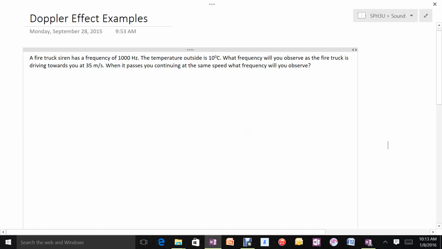All right, I'm going to do two straightforward examples for the Doppler effect, and then I'm actually going to do a couple more videos with more complex examples, but these are just going to be straightforward using the formula.